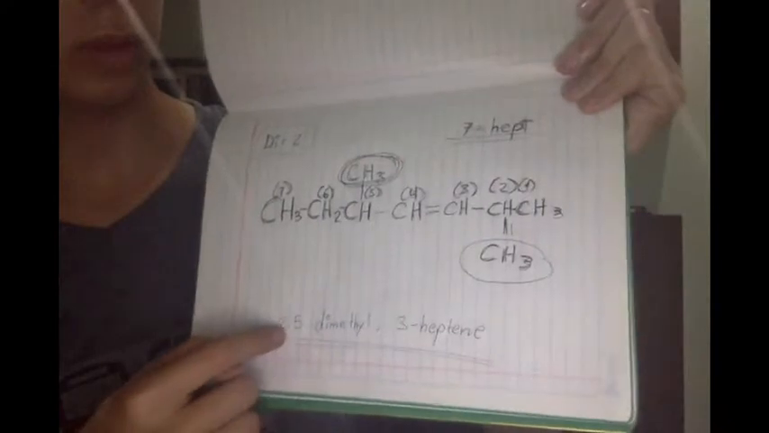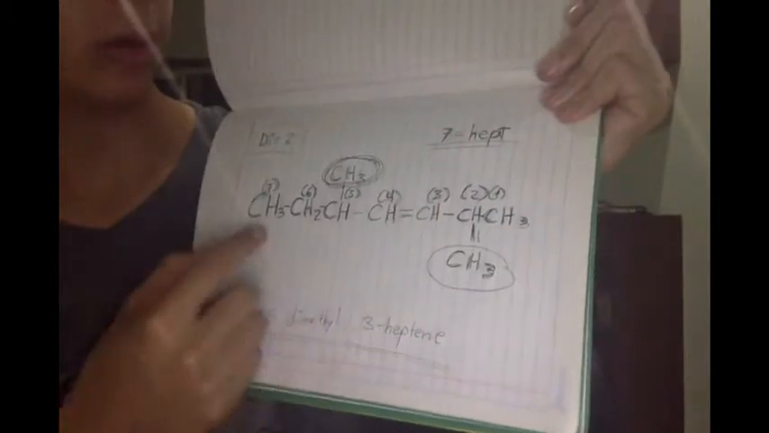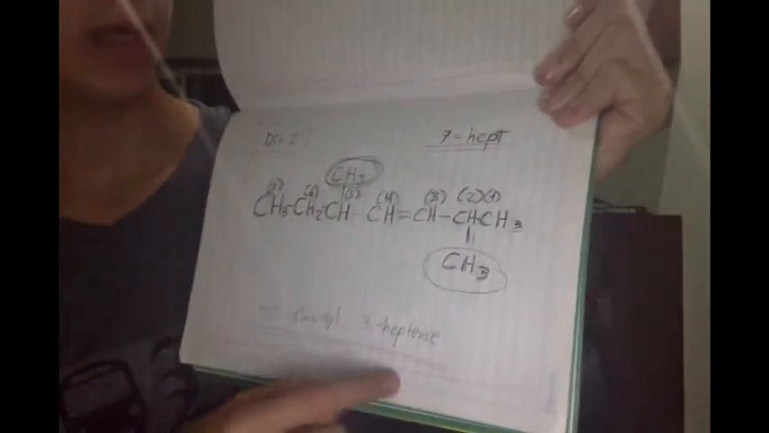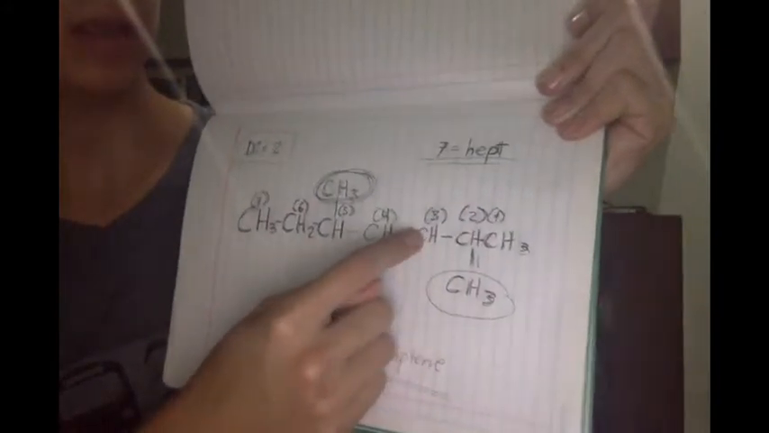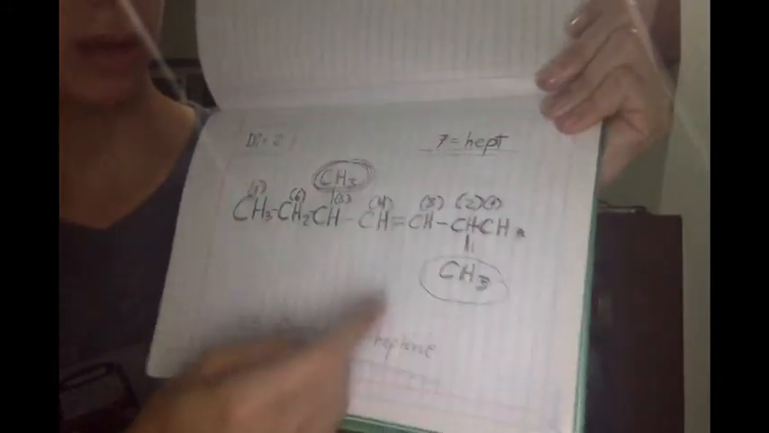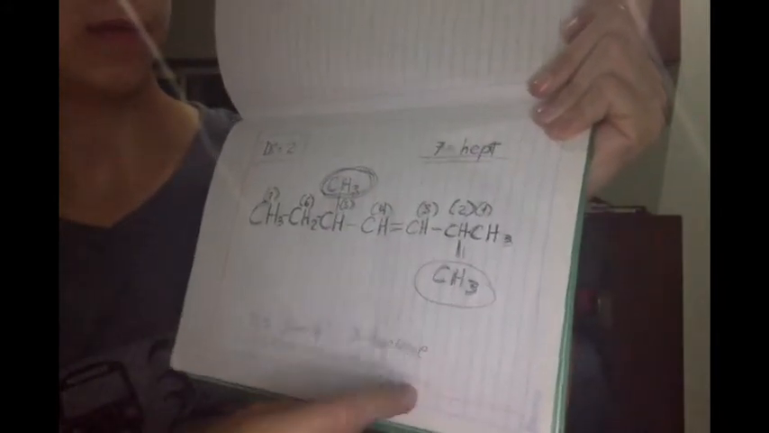So we put 2,5-dimethyl, di because they are 2. And then we go to the main carbon chain. We put 3 because in the carbon 3 is a double bond, and then hept because they are 7 carbons, heptene because it's a double bond.